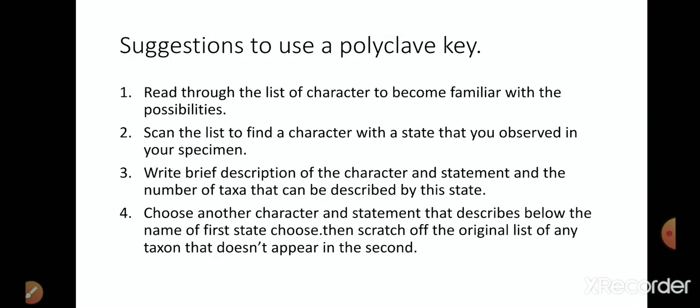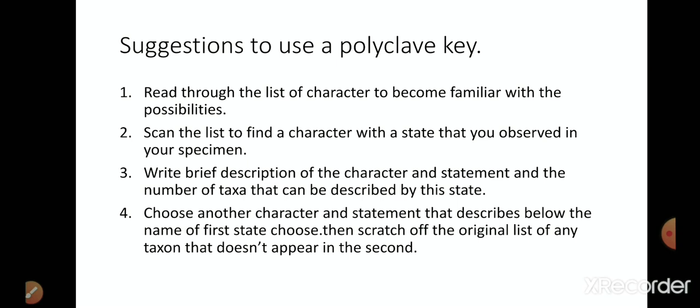So let's talk about the suggestions: how to use this polyclave key. First of all, you read through the list of characters to become familiar with the possibilities. Whatever unknown organism you find, you have to read the character list which is familiar to your organism. Then scan the list to find the character with the statement that you observe in your specimen, and click on it.